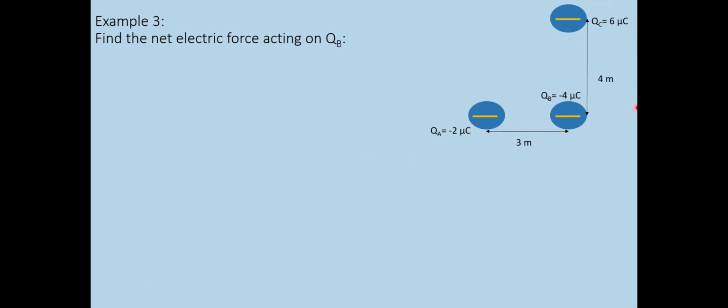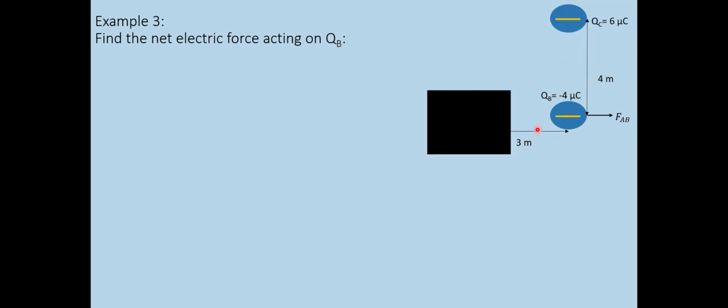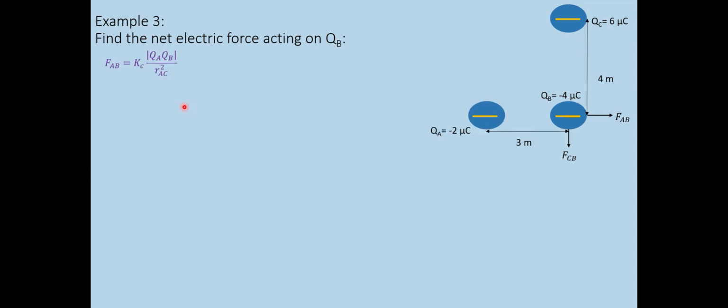A third example with three negatively charged objects, A, B, and C. Find the net electrostatic force acting at B. We do the same exact thing. We cover QC. FAB is to the right because A repels B. Then we uncover C and we cover A. FCB is also a repulsive force, so C will repel B this way. We calculate each force.